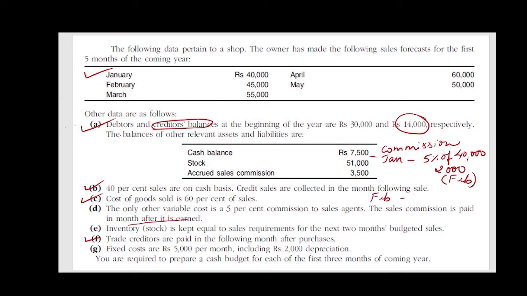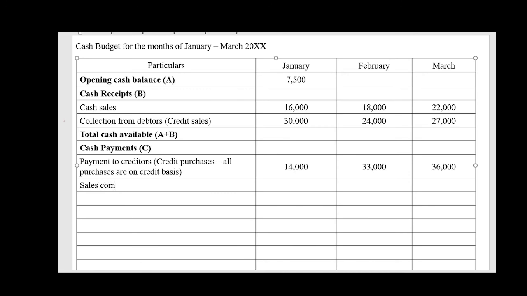Likewise, we need to find out February. February's sales commission will be 5% of February sales. What's the February sales? 45,000. So 5% of 45,000 will be 2,250. When will this be paid? In the month of March. So January sales commission of rupees 2,000 will be paid in the month of February, and the February sales commission of 2,250 will be paid in the month of March.